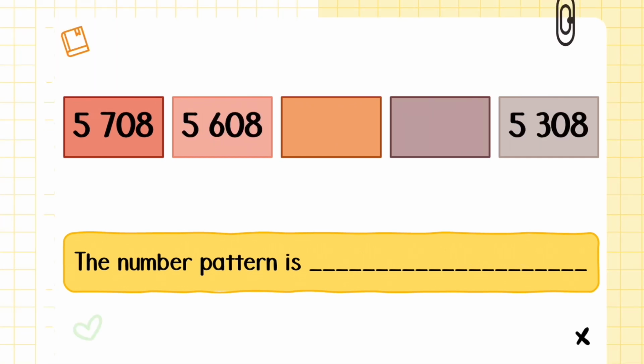Now let's look at the next example here. Again, for this example, we have a missing number. So for this one, we need to figure out the missing number, and you need to find out the number pattern for this number arrangement. First of all, let's look at the first number given. It is 5708. Move to the second number, it will become 5608. As you can see, only the hundreds place value, which is 7, becomes 6. The rest of the place values remain the same.